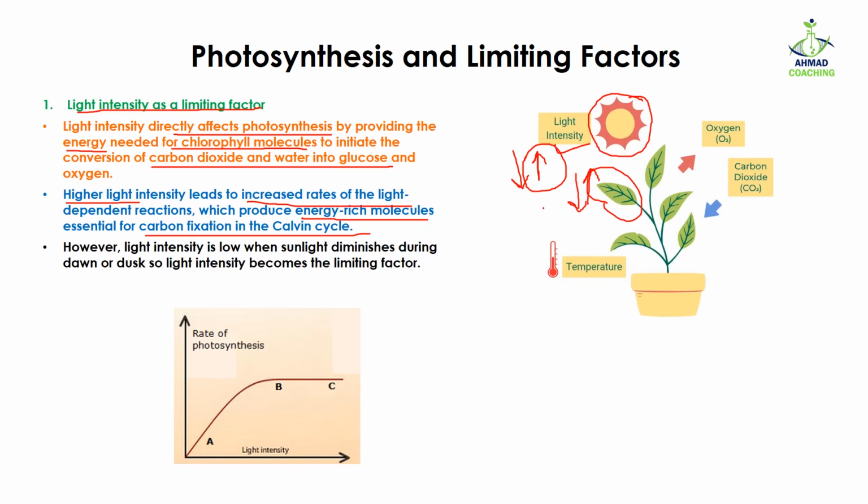So at this time, even though we have carbon dioxide and water, due to the lack of light intensity, the rate of photosynthesis is going to decrease. At this time, light intensity is working as a limiting factor because it is limiting the rate of photosynthesis.